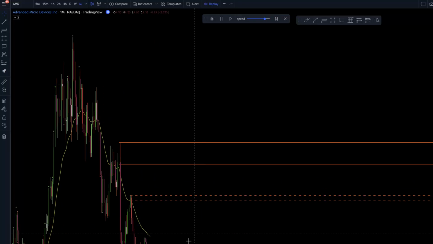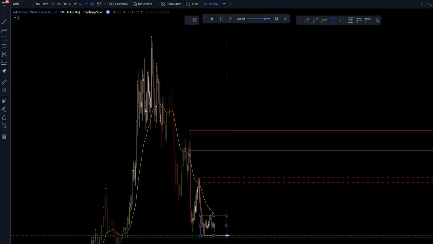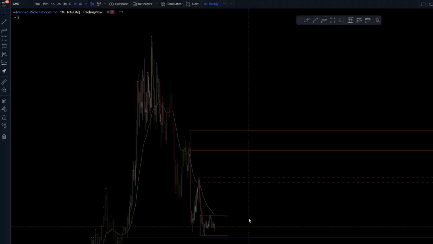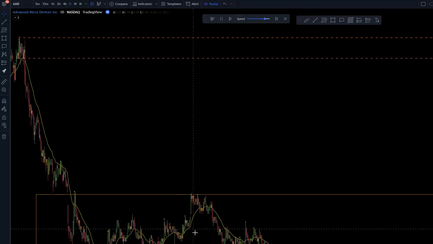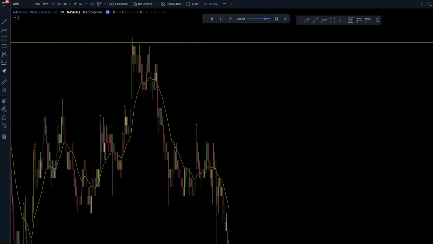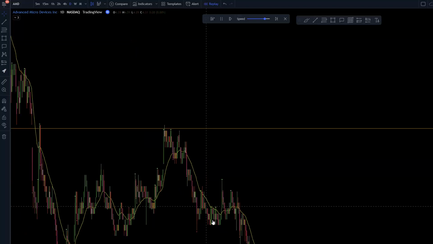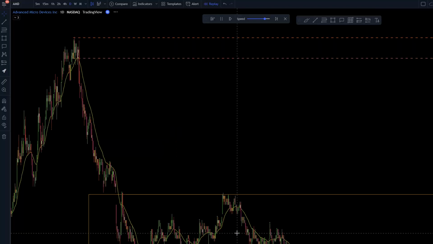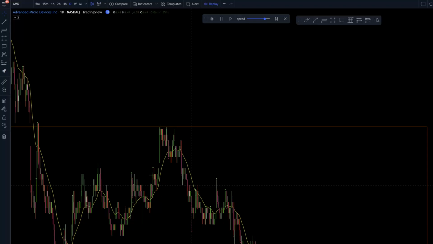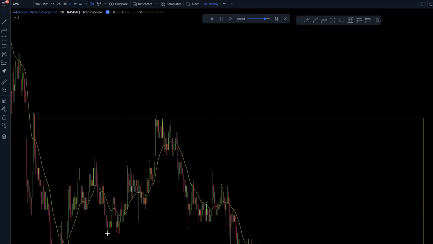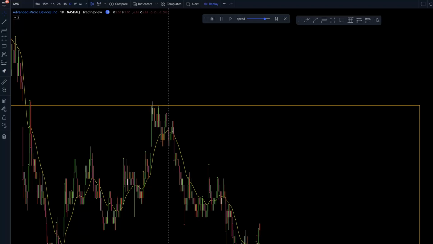So this is the consolidation. In this range, price is bouncing up and down. If I zoom in, you'll see there's no trend in some sense. Since this is a trend following system, we can't do much in such an environment. You need to understand when you have to be out of the market. That's a very, very important part.